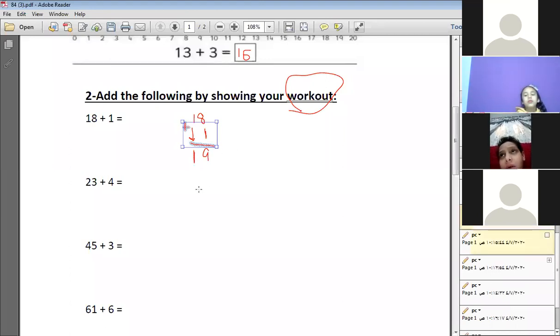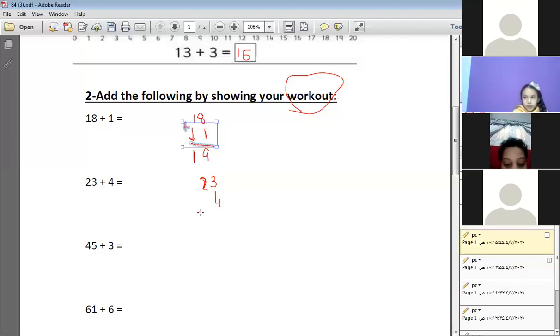Okay, what about the next one? 23 plus 4. So I will put 23 like this, and I will put the 4 under the 2 or under the 3? Lilia, under the 2 or under the 3? Under the what? I'm seeing you in the camera. Under the what? Tell me. Under the 3, right? So I will put the 4 here under the 3.